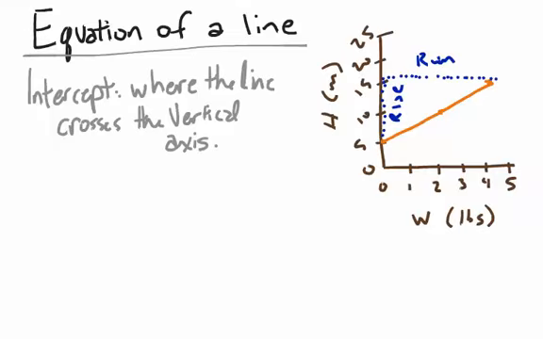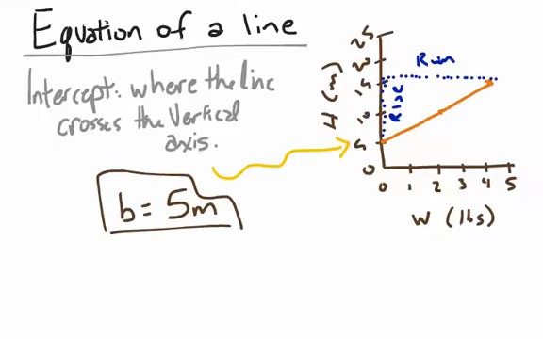The intercept is where the line crosses the vertical axis. If we look at this graph, we can see that it crosses the vertical axis right there at 5. Notice that the 5 is measured in meters, and so our intercept is 5 meters.